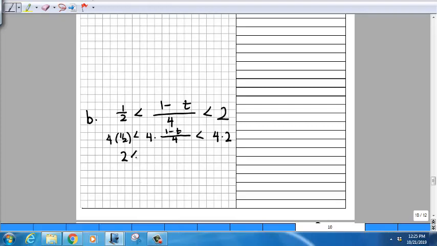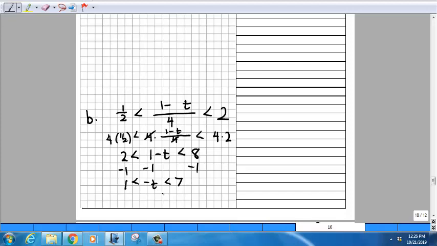So I get 2 is less than, and then these 4 divide out. See, that looks now really easy: 2 is less than 1 minus t is less than 8. Now I can get rid of that 1. So I'm going to subtract 1 from all 3 parts of the inequality. So I get 1 is less than minus t, remember, that's minus t now, is less than 7.